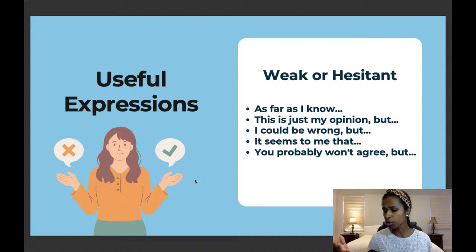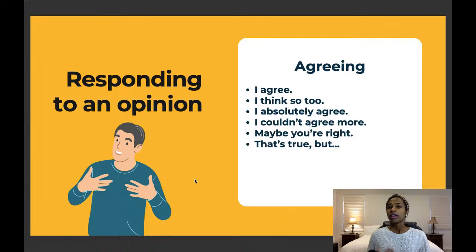Or to respond to an opinion. When you are agreeing with the person, you're going to say, I agree. Okay? So repeat after me. I agree.